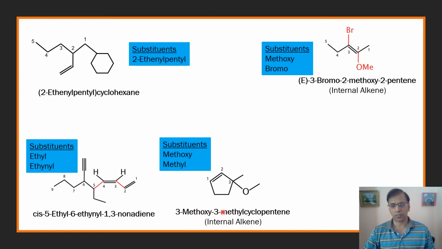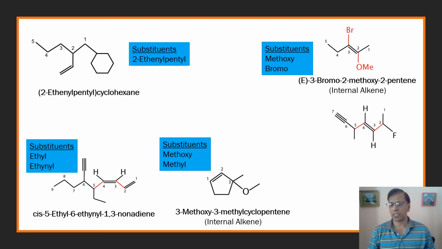M-E-T-H. So it's 3-methyl, 3-methoxy cyclopentene. So the correct name is, after M-E-T-H, you have O first, and then comes Y, so it's called 3-methoxy-3-methyl cyclopentene. That's the correct name, and it's an internal alkene because the double bond is inside the ring. Let's look at another example.